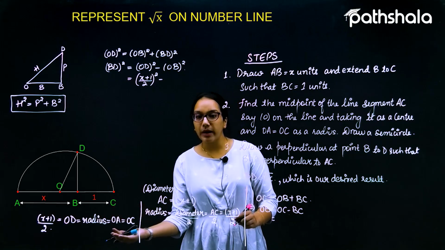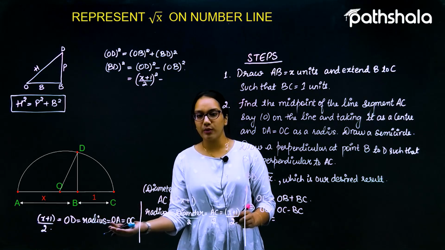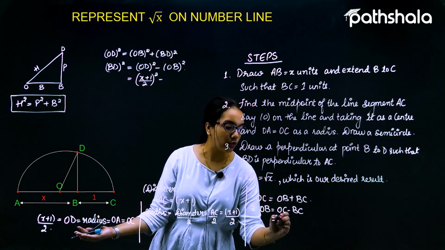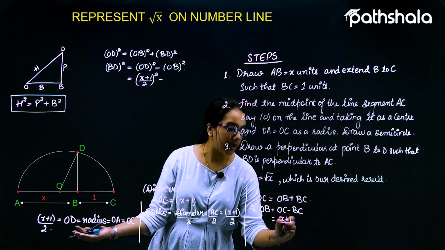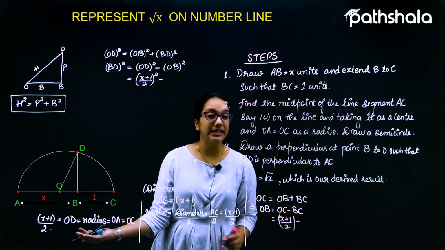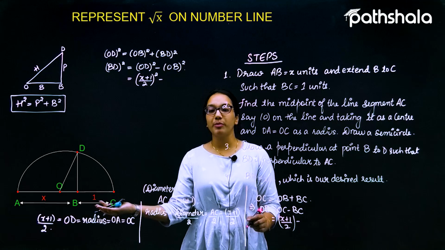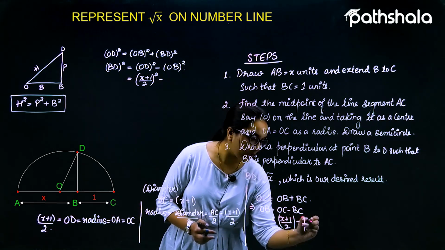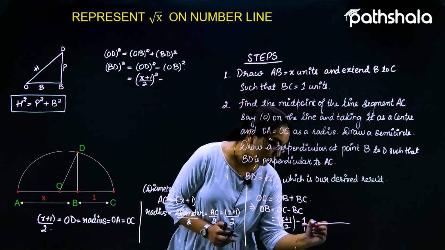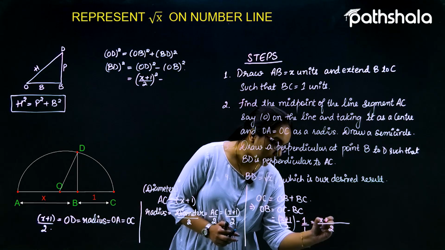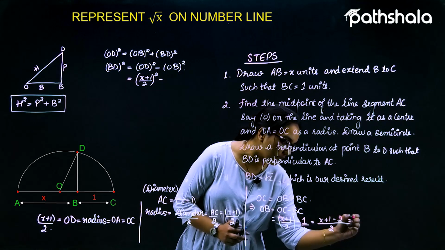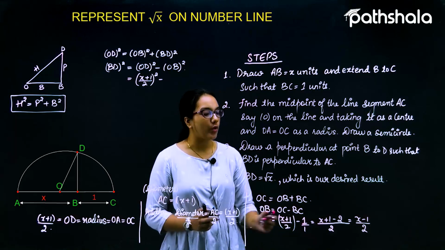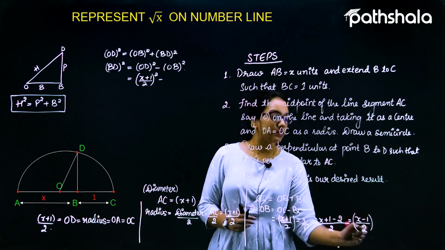OC is nothing but the radius, whose value is x plus 1 by 2. So substitute the value of OC over here, which is x plus 1 by 2, minus BC. What is the value of BC? BC is nothing but 1. Now solve it. The LCM of 2 and 1 will be 2, so it is x plus 1 minus 2. So this is nothing but x minus 1 by 2, because plus 1 minus 2 is minus 1. Hence OB is nothing but x minus 1 by 2.